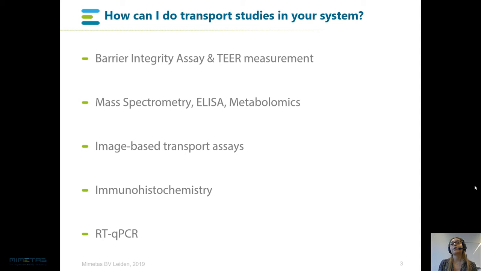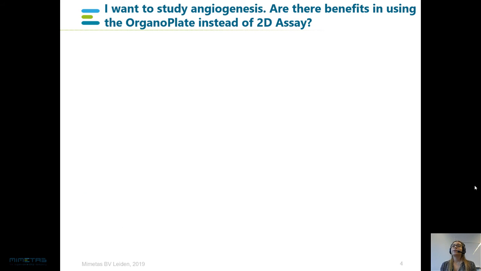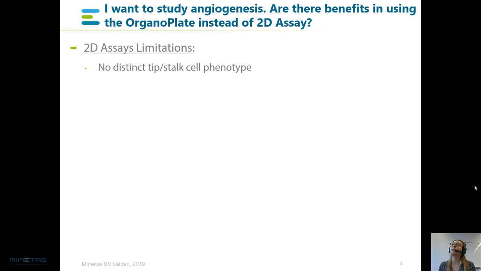Now let's move to the next question, which is, I want to study angiogenesis. Are there benefits in using the organoplate instead of a 2D assay? So you know that studying angiogenesis in vitro can be pretty tricky. With 2D in vitro models, you can study fundamental endothelial cell biology, such as migration and proliferation. However, since the models lack a 3D environment, the endothelial cells fail to show many of the typical hallmarks. Also, if lumina are formed in this type of model, it's often very difficult to perfuse them.